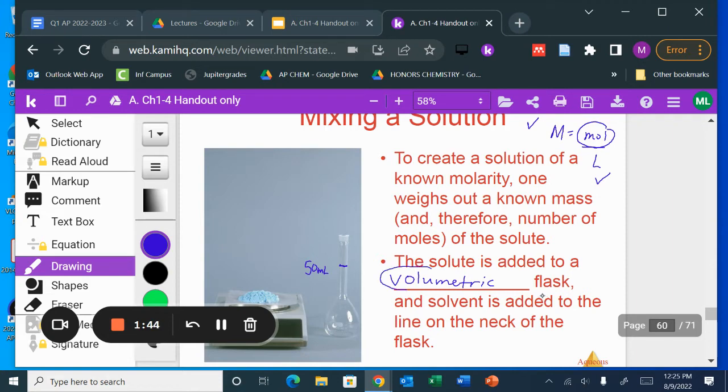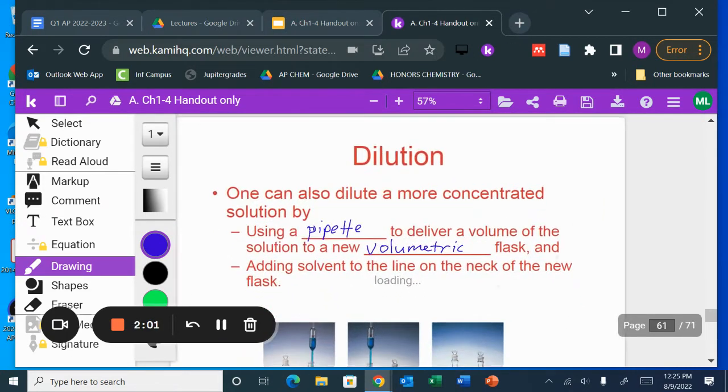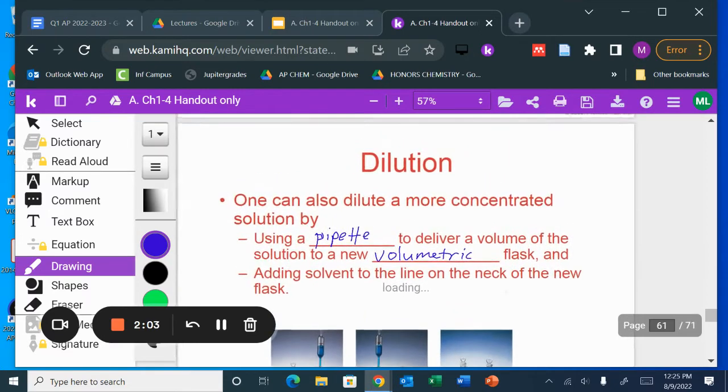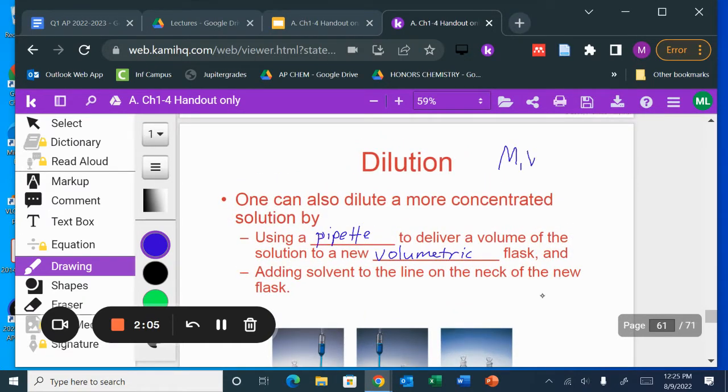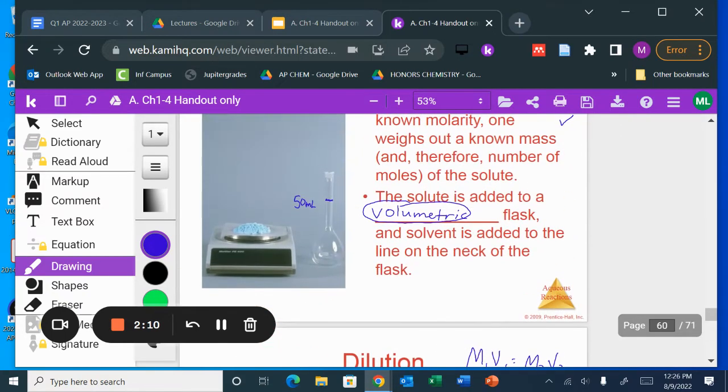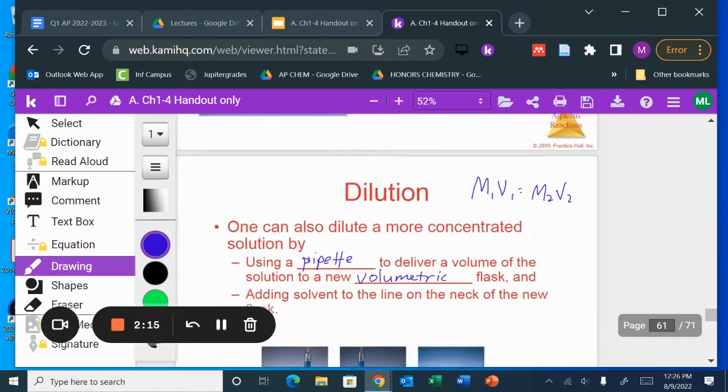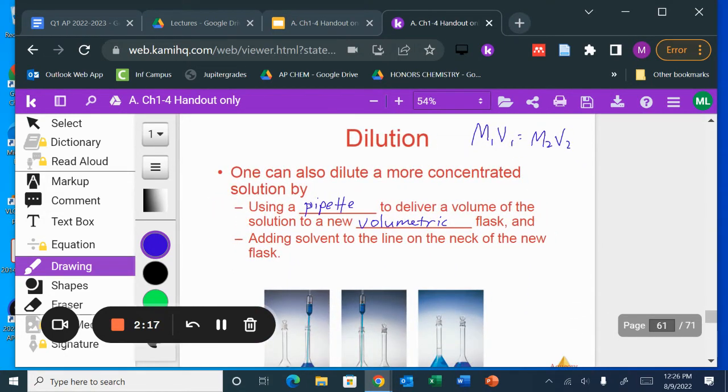Whenever I say volumetric, the glassware is very accurate. This 50 milliliters has a lot of significant figures, and this glassware is very expensive. So we use volumetric glassware if we want to be very accurate in making solutions. You can also do some dilutions. When you're doing a dilution, you have to use the formula M1V1 is equal to M2V2. As opposed to making a solution using a solid, this one's a little bit different. Here, your substance is in water already, so it's already an aqueous solution.